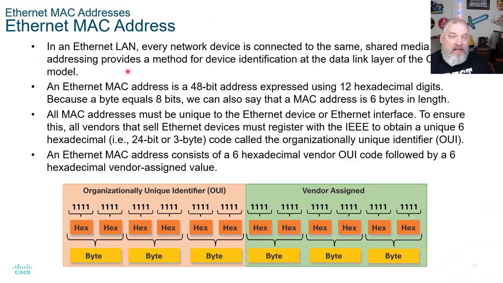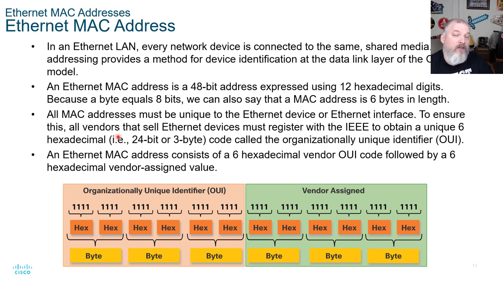In an Ethernet LAN, every network device is connected to the same shared media. MAC addressing provides a method for device identification at the data link layer of the OSI model. This is not routing. This is at layer 2. An Ethernet MAC address is a 48-bit address expressed using 12 hexadecimal digits. Because a byte equals 8 bits, we can also say that a MAC address is 6 bytes in length. So all MAC addresses must be unique to the Ethernet device or Ethernet interface.